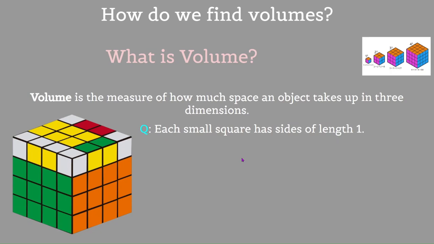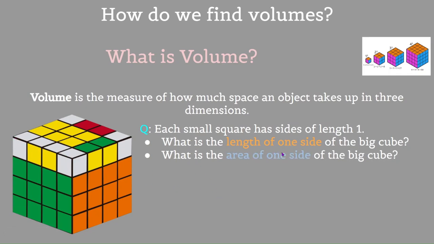So let's say that each small square has side lengths of 1. These are the small squares, and we're saying that each of these side lengths is 1. That is the information you're given. The questions then are, what is the length of one side of the big cube? That's your first question. This is the big cube, and this would be one face of the big cube. What is the area of one side of the big cube? This is a side, right? What's the area of this? And then what is the volume of the big cube?